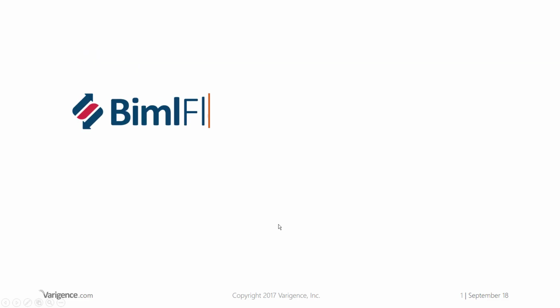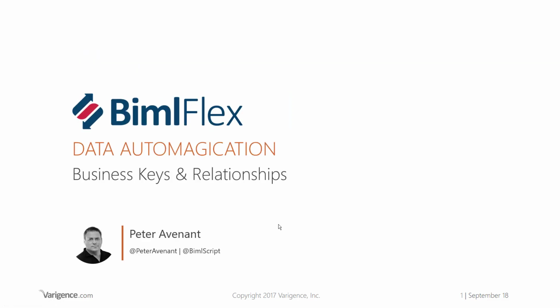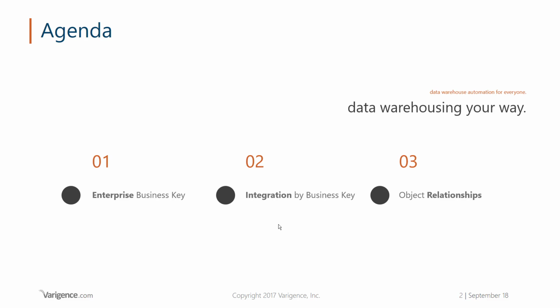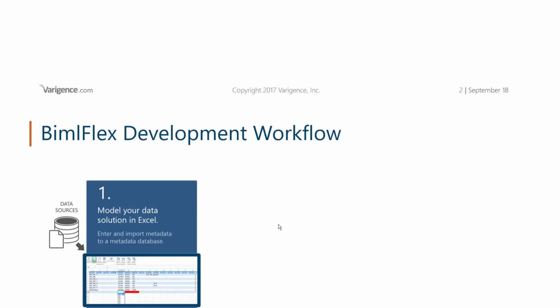In this session of BimlFlex, we're going to be looking at business keys and relationships and how to bring them together. What I'm going to do here is talk about the enterprise business key. That's a topic if you're looking at Data Vault, but if you're building a data mart, you also have to have a business key that brings things together. Then we're going to look at how we integrate by business key and the object relationships of them.